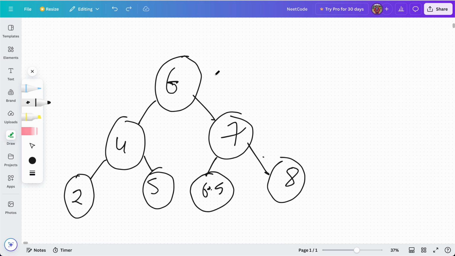Why does this work? Because 6 is an ancestor of itself. All nodes are ancestors of themselves, and all nodes are descendants of themselves. So that's how the algorithm will work. So let's try this now.